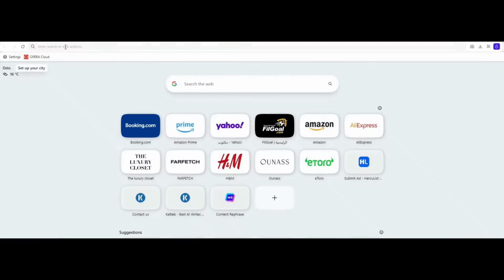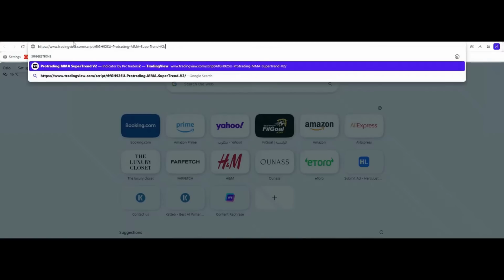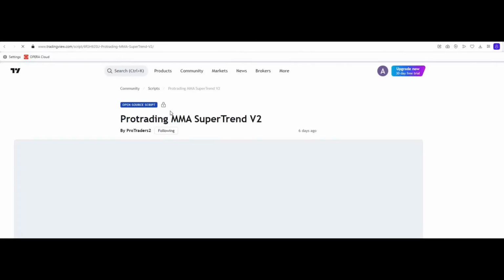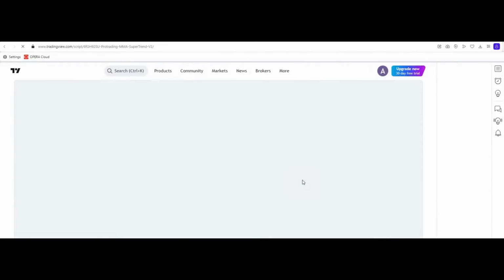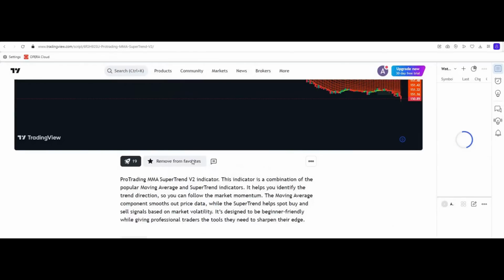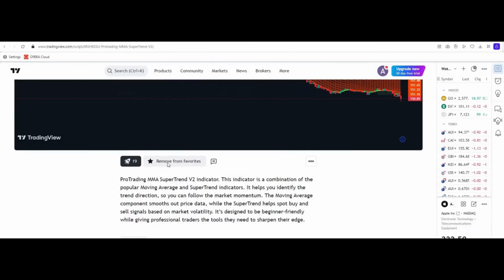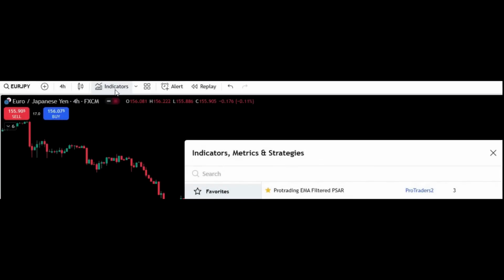Just copy the link, paste it in your browser, and the indicator will load. Here you will see the option to add it to your chart. I've already added this indicator. All you need is to click here, then the indicator will be added to your TradingView account. Next, on your TradingView account, click on this Indicators button, and you will see the indicator which you have added. Click on it and you will be able to add it to your chart.